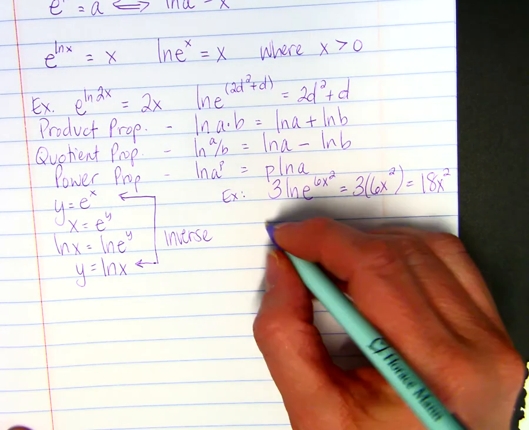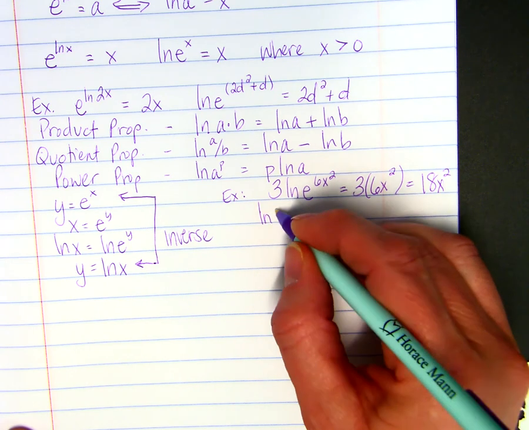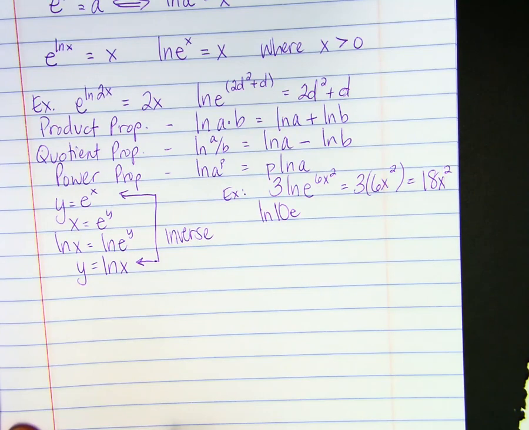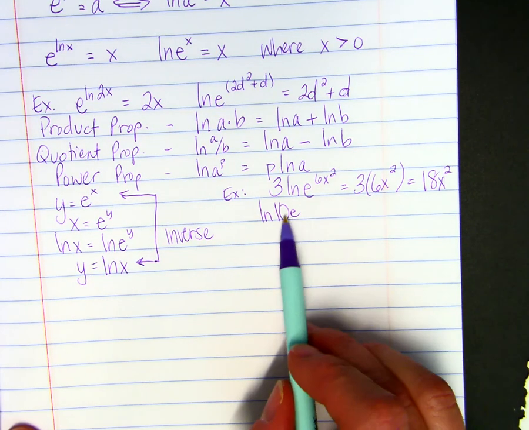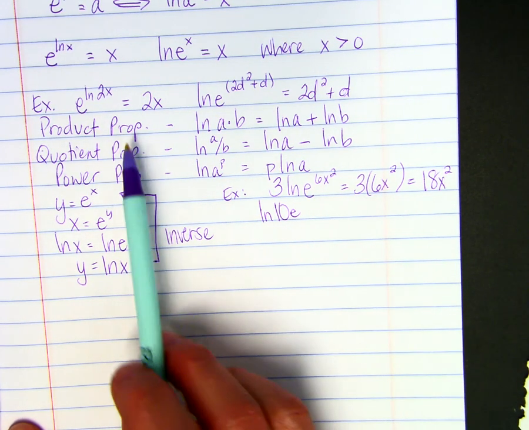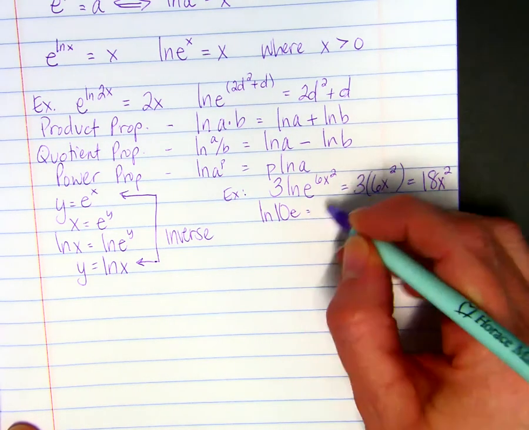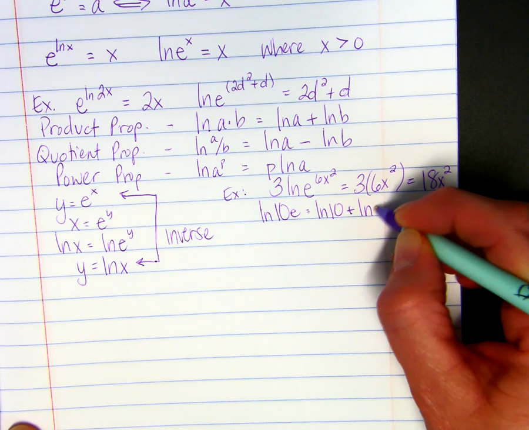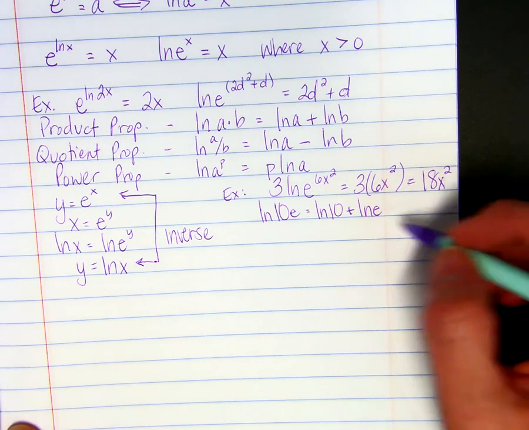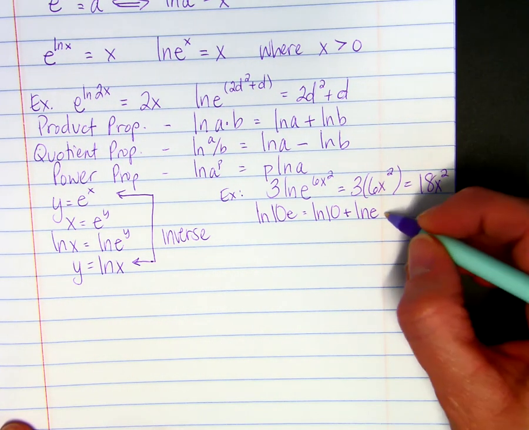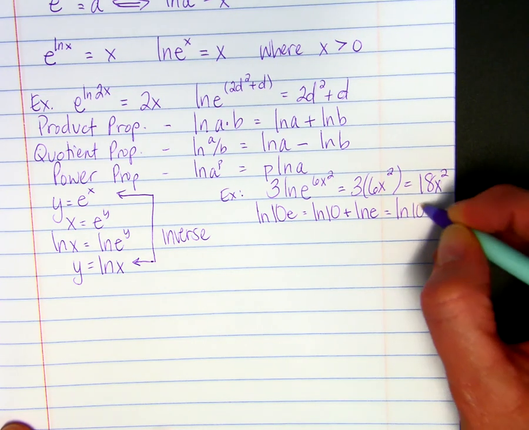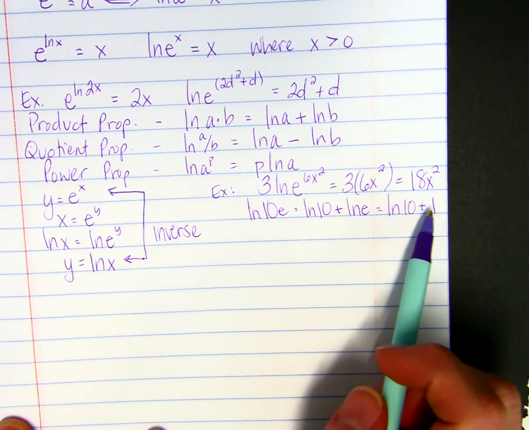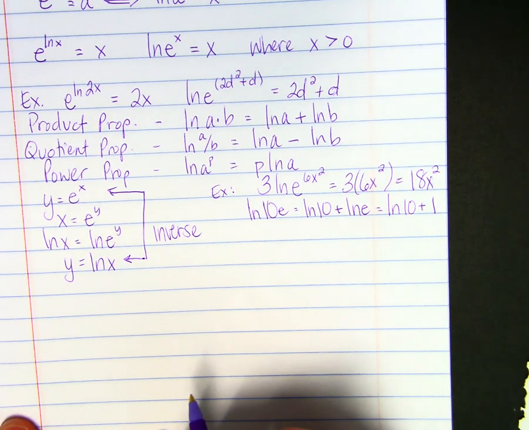Another example, if you have natural log of 10e. 10 and e are two factors, so we can use the product property and take the natural log of 10 plus the natural log of e. Well, natural log of e is just equal to 1. So we have the natural log of 10 plus 1. And so this is simplified.